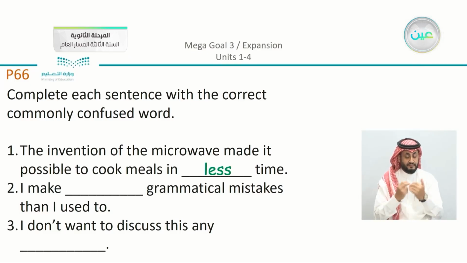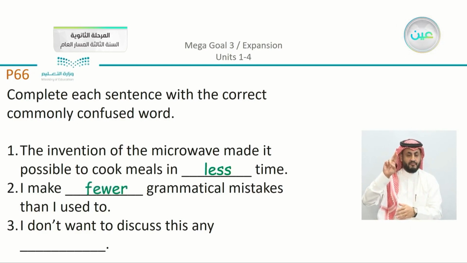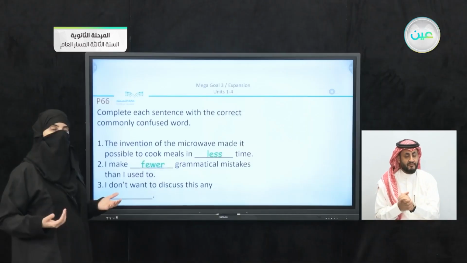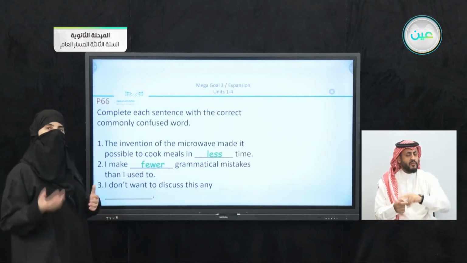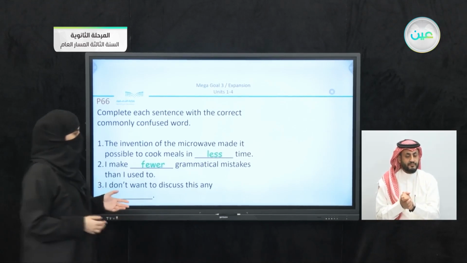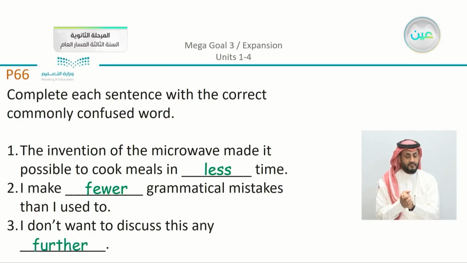I make blank grammatical mistakes than I used to. Mistakes, they are countable. So here I can say that I make fewer grammatical mistakes. And we have the 3rd sentence, I don't want to discuss this any blank. So we mentioned farther or further. Which one is about additional time or distance? So we can say that we have here the words any further.